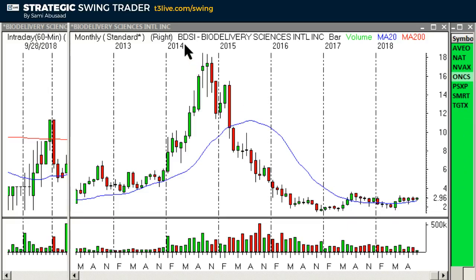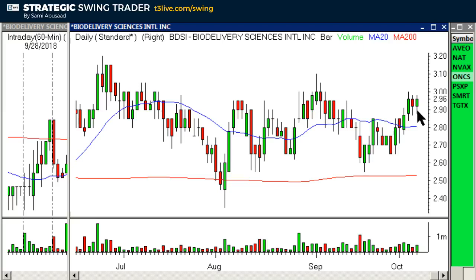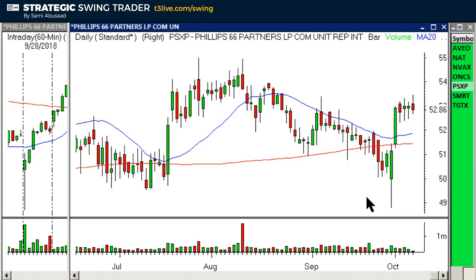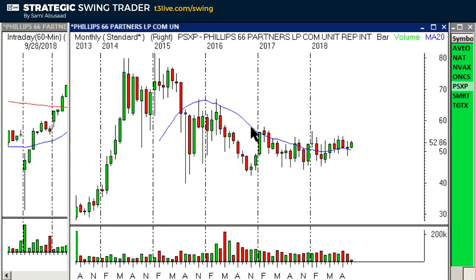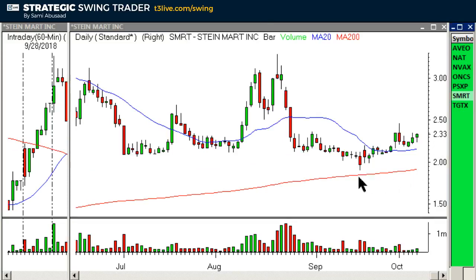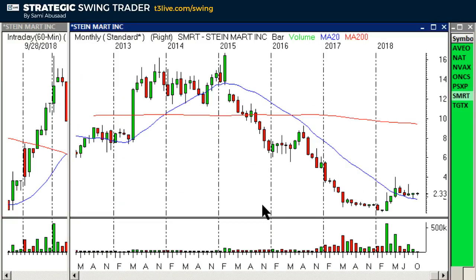Look at this beautiful BDSI transition A happening on the monthly, but based on the daily, it doesn't look quite ready yet. So that's why it's not even on the list. But the ONCS reminded me of it because it looks very similar to the BDSI on the monthly chart. PSXP is oil and has also a transition A setup on the monthly. So I do like it higher.